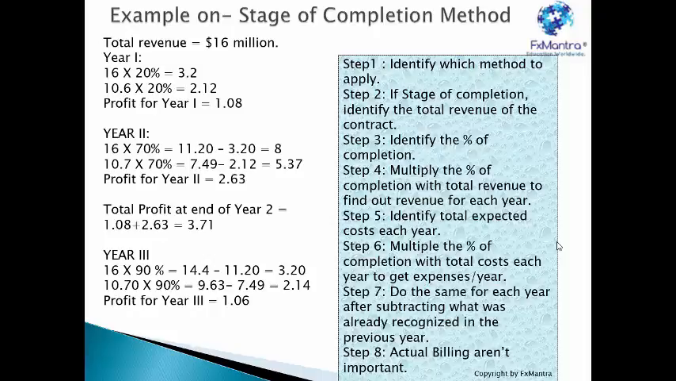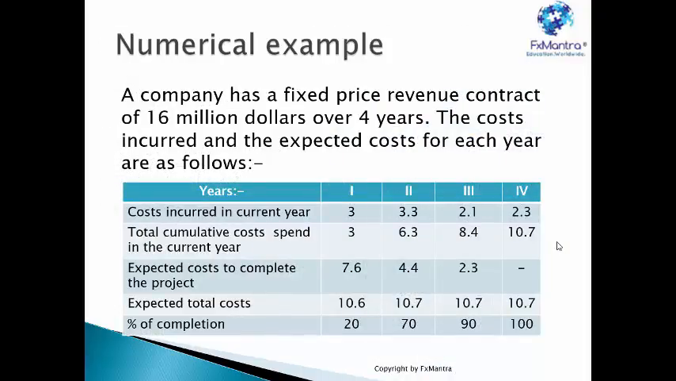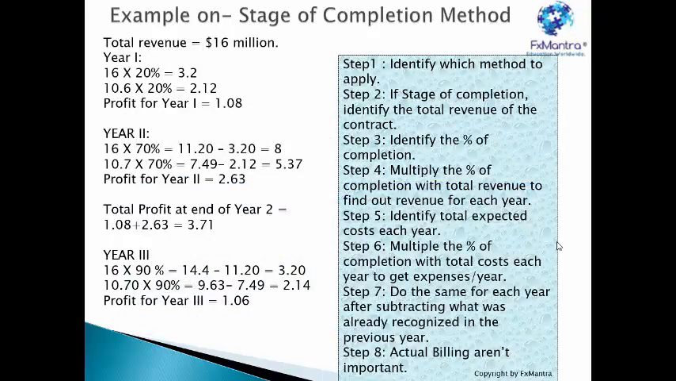Then, if it is a stage of completion method, there will be certain other steps. We need to identify the total revenue of the contract. In this case, we are in a position to do that because it is a fixed price revenue contract. Okay, so we find out what is the total revenue, $16 million. If it is a cost plus contract, you can have an estimate of the total revenue to be expected on the contract. Then we identify the percentage of completion for each year.